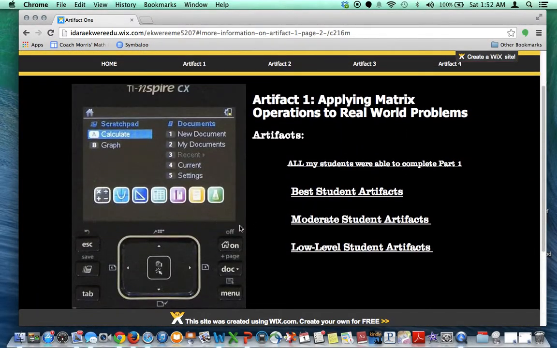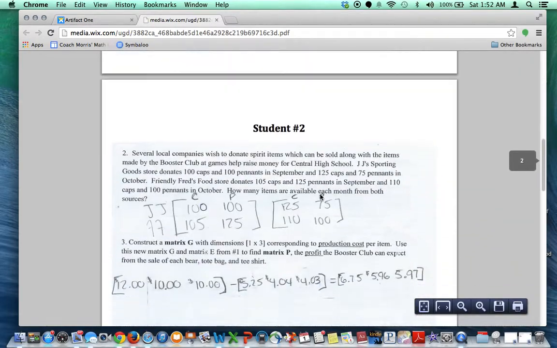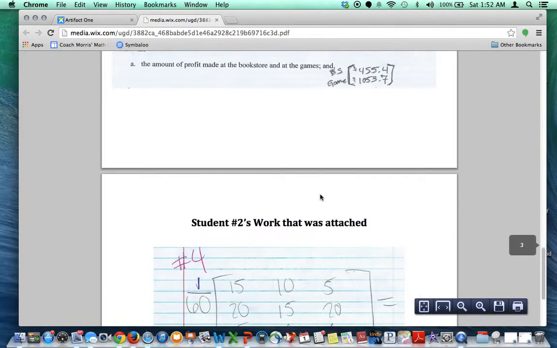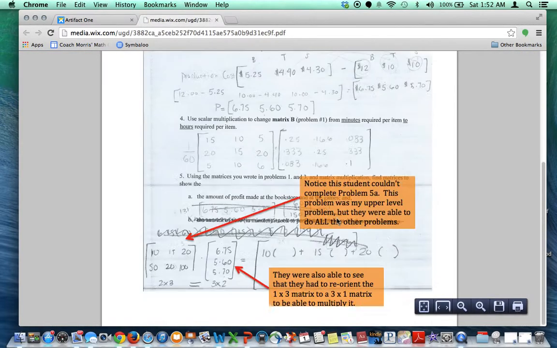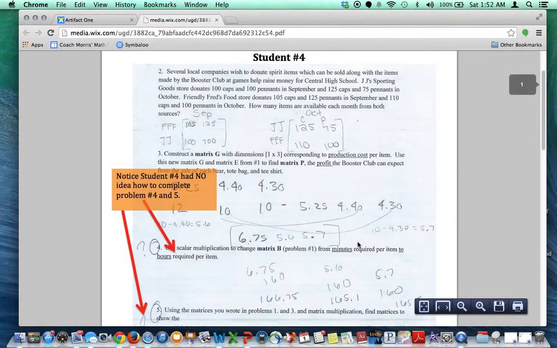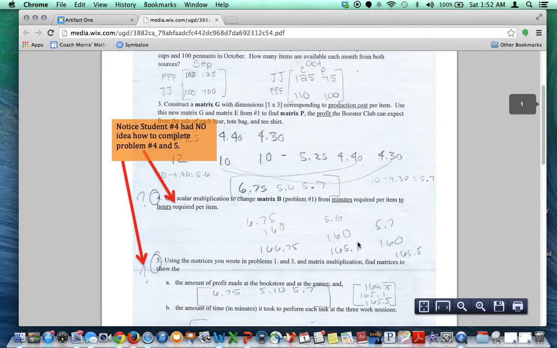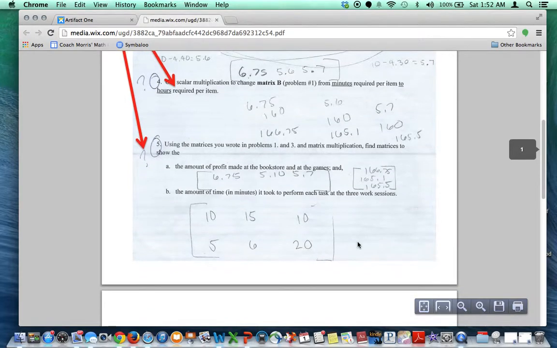And these are the different artifacts. So as you can see, these were my students who fully understood the assignment. This was my student who was a little off, just missing a couple things here and there. And then here's my low-level student who had issues completing the latter part of the assignment, which was a little bit harder than the rest.